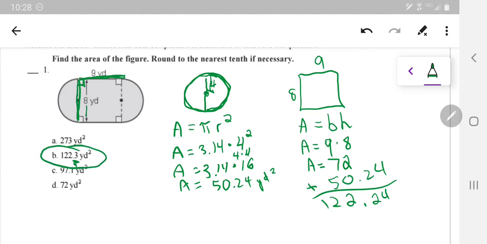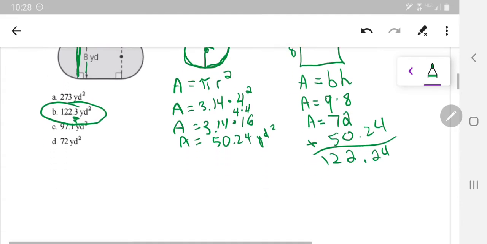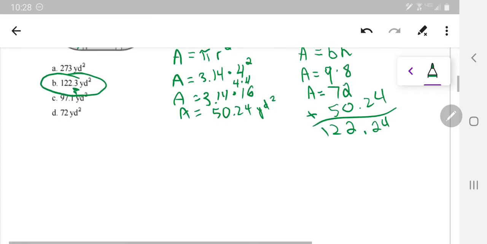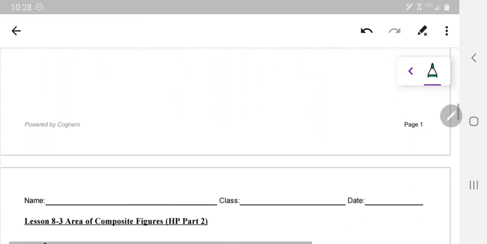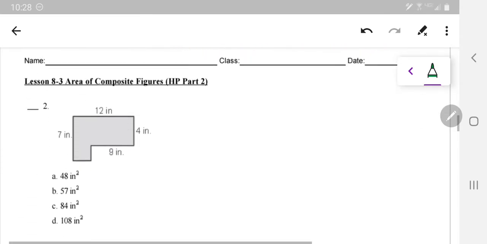That's good to know. If you use a different approximation on a multiple choice test, sometimes your answer won't be exactly the answer given, but you have to be flexible to realize that different approximations of pi will give you different answers, but they're going to be very close, only off by a decimal point, like a tenth or a hundredth or something like that.